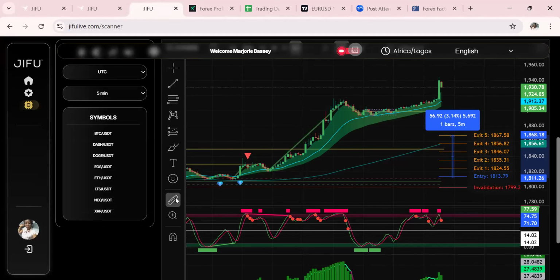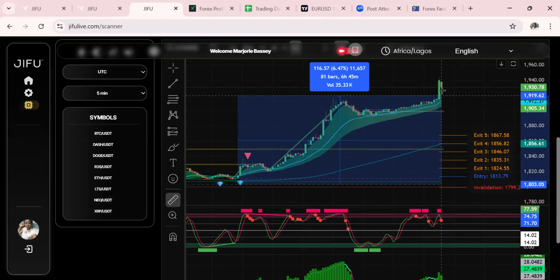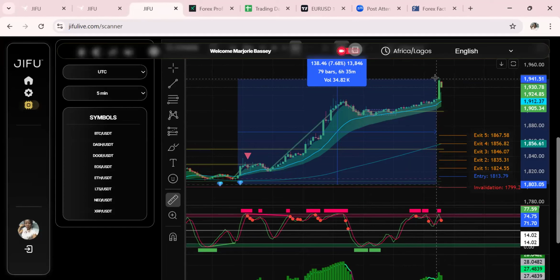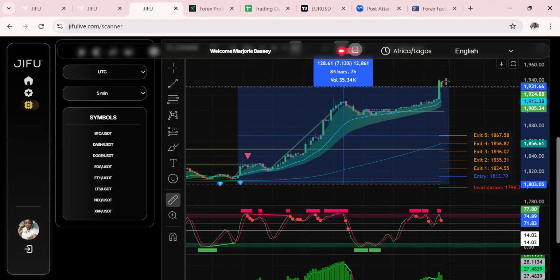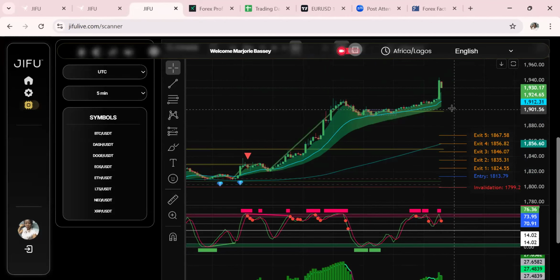And let's see the one that's where it is now. Damn, brother. 1,400 pips. See, you can't make this thing up. It's a scanner that you've paid for. It's a scanner that you paid for. So your job is to serve yourself.